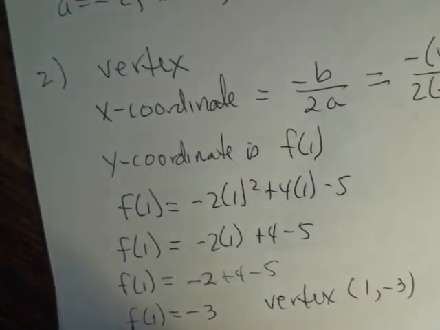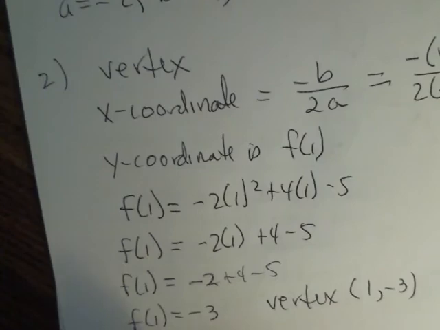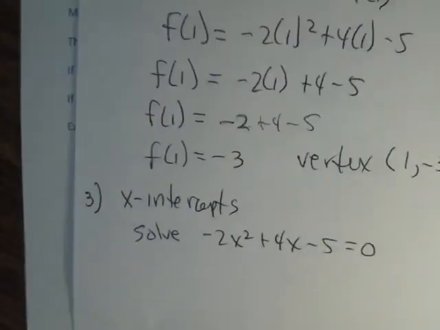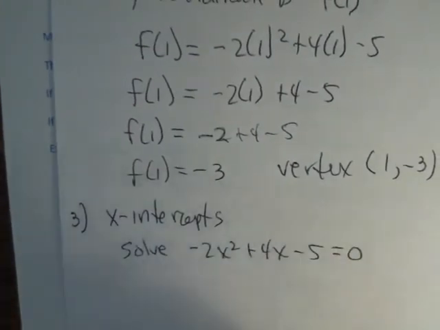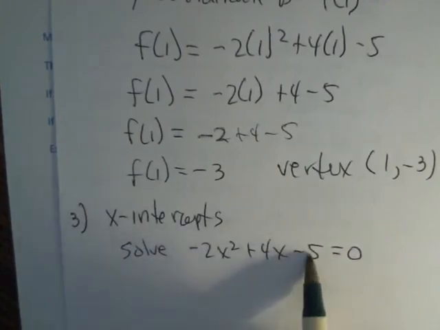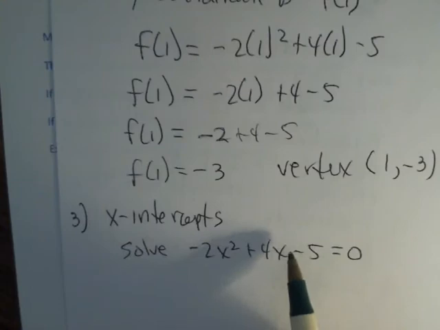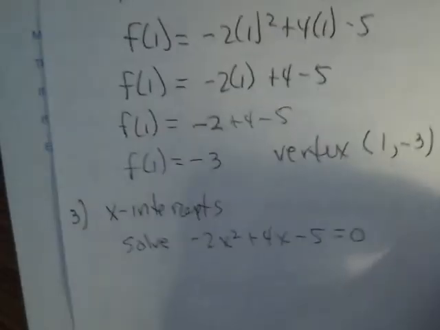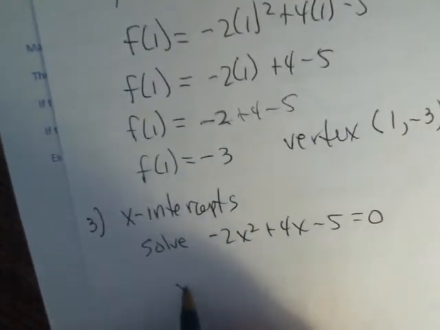Third thing, x-intercepts. So I want to solve -2x squared plus 4x minus 5 equals 0. Put it up so you can see that. This can't be factored. The way I know that is I take negative 2 times negative 5 gives me 10. Well, there are no factors of 10 with a sum or difference of 4. So therefore, I know I can't factor this, so we're going to have to use the quadratic formula.